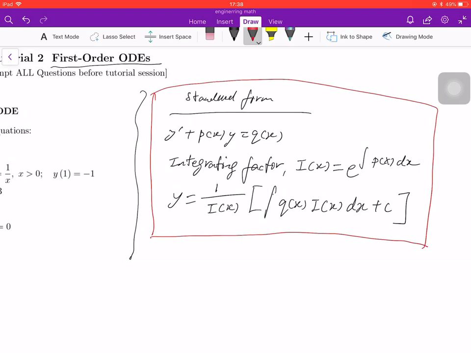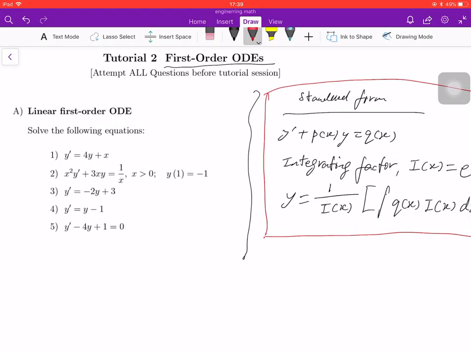This tutorial 2 will use this standard formula. What we need to do is identify what is p(x), what is q(x), then we calculate the integrating factor, and then we find the solutions. Okay, now we see question 1.